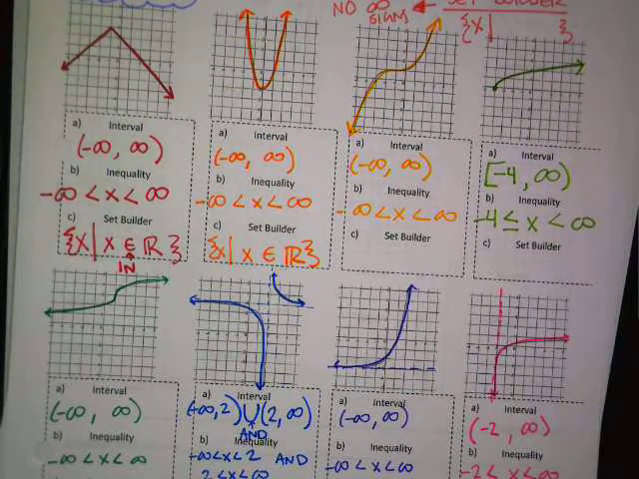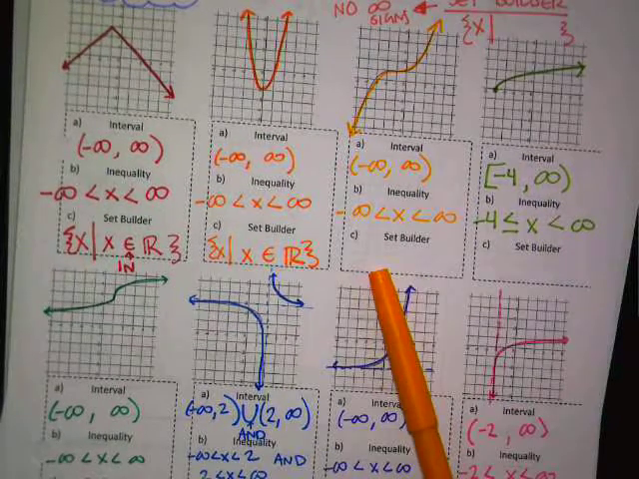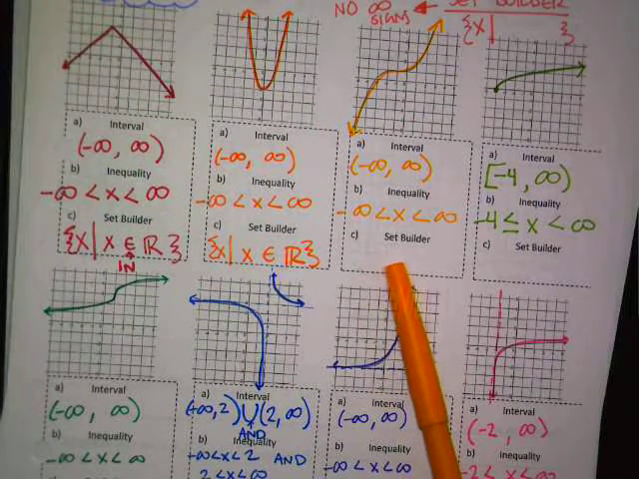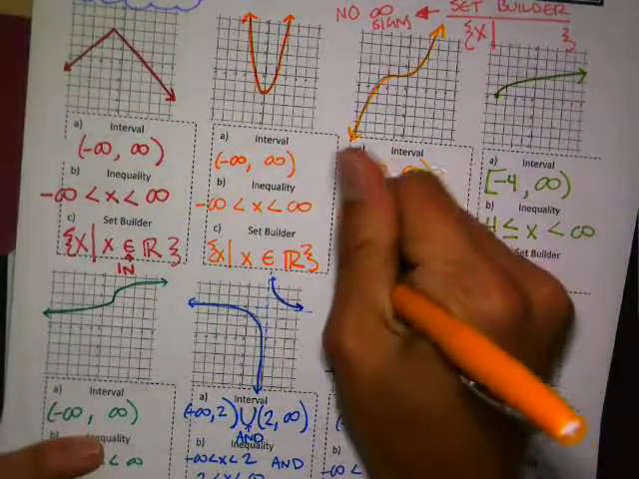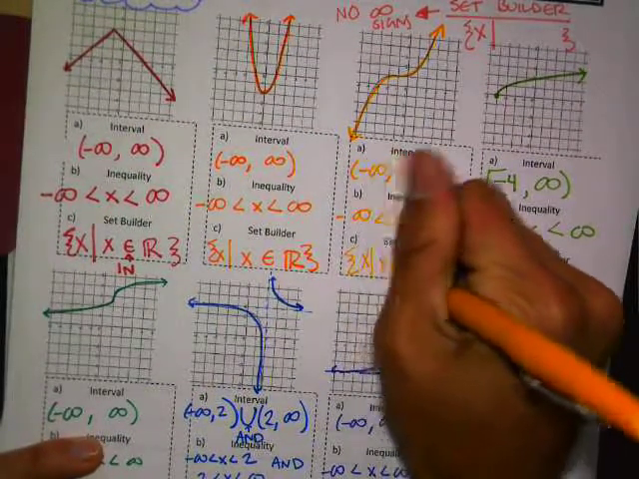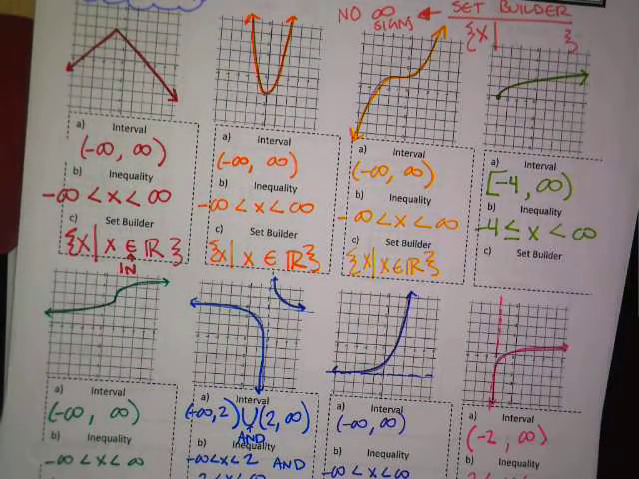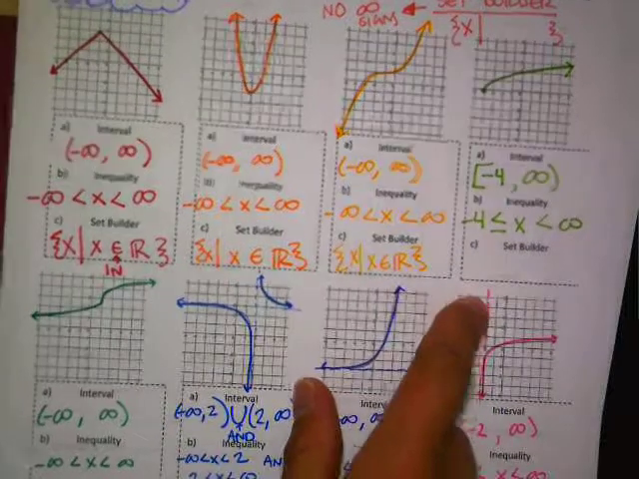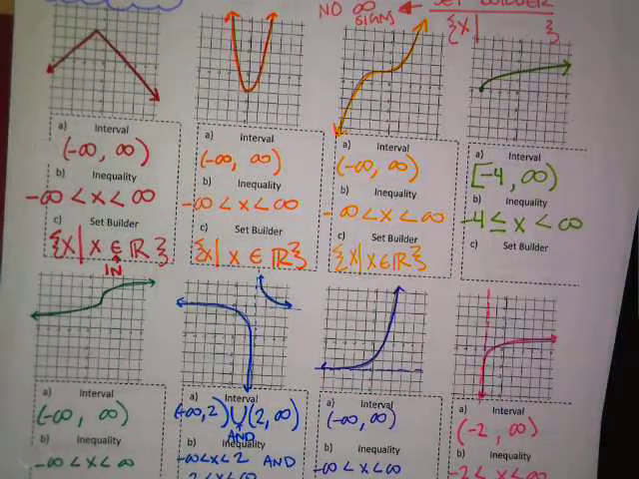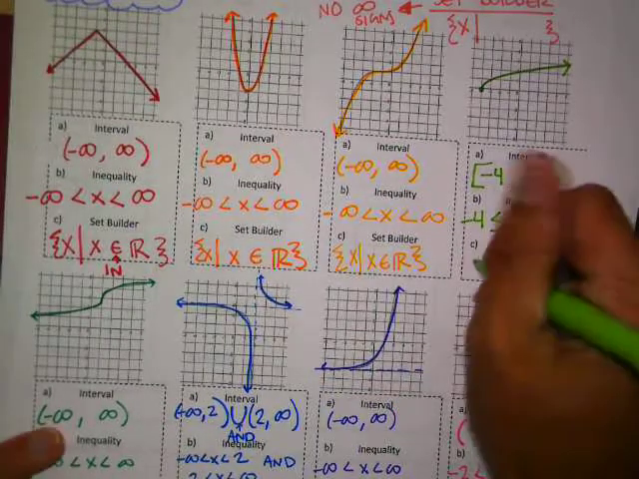All right, so 12. What is the domain of this guy in set builder? Same thing. So all the real numbers. X is all the real numbers. Is it going to be the same thing on the next one? No, because I'm not using all the real numbers on this one.